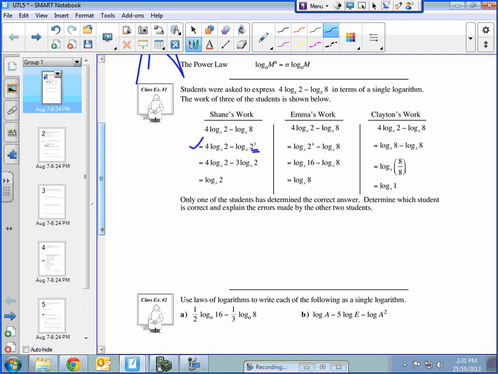Now that I have 2 cubed, I have an exponent on my argument. I can move that out in front. So 4 log of 2 base x stays the same, right? Minus, and then all we're doing is moving this 3 out front. Minus 3 log of 2 base x. Does this step look okay? So all we're doing is moving that 3 out in front. That looks okay.